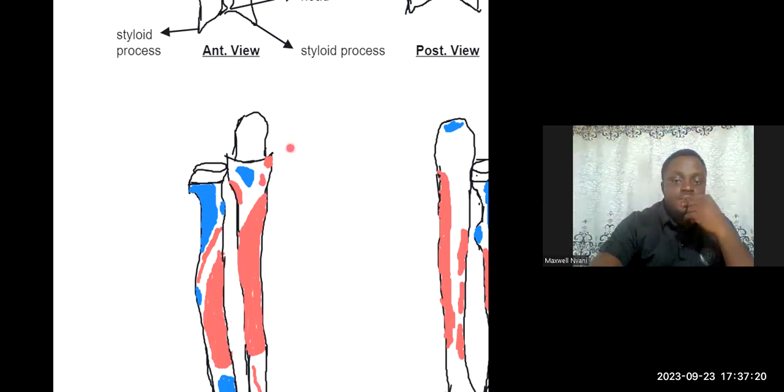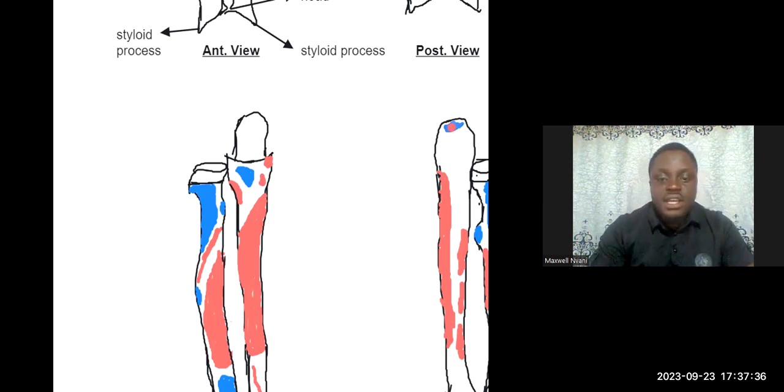While this one here, follow my pointer, on the olecranon process, that's your triceps brachii. Okay, posterior to the superior surface of the olecranon, you have the triceps brachii being inserted there.